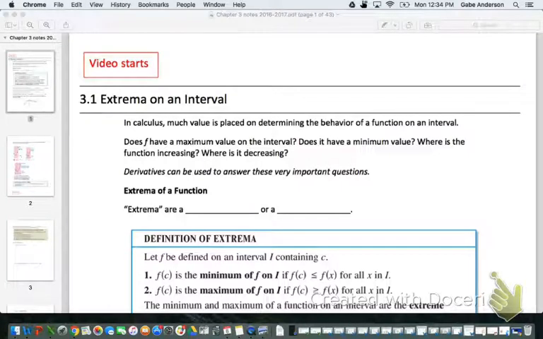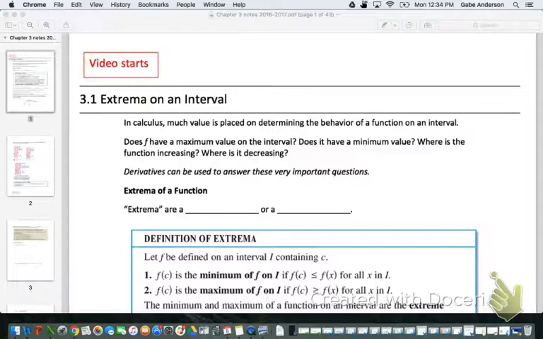Right, this is the intro video for section 3.1 for AP Calculus AB. And we're going to be focusing on extrema for most of chapter 3. And so that's where we're going to start here. So finding extrema, definitely an important concept.